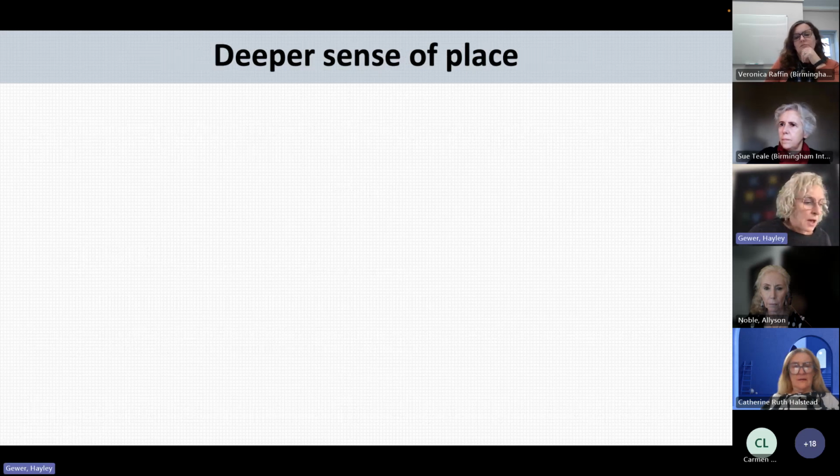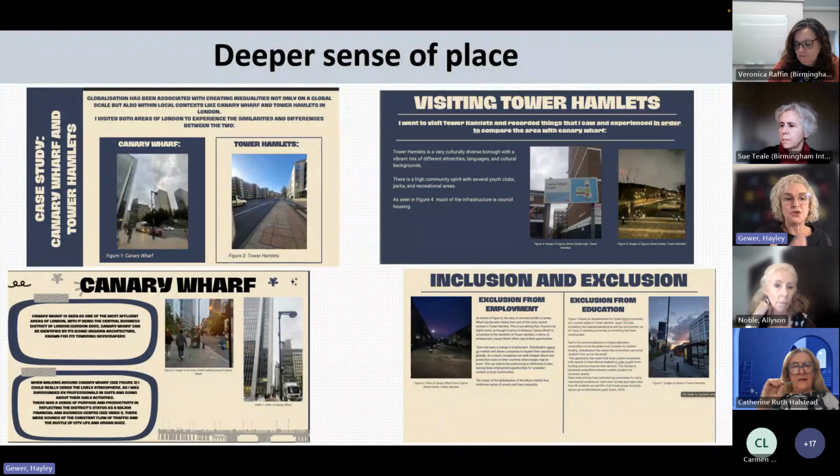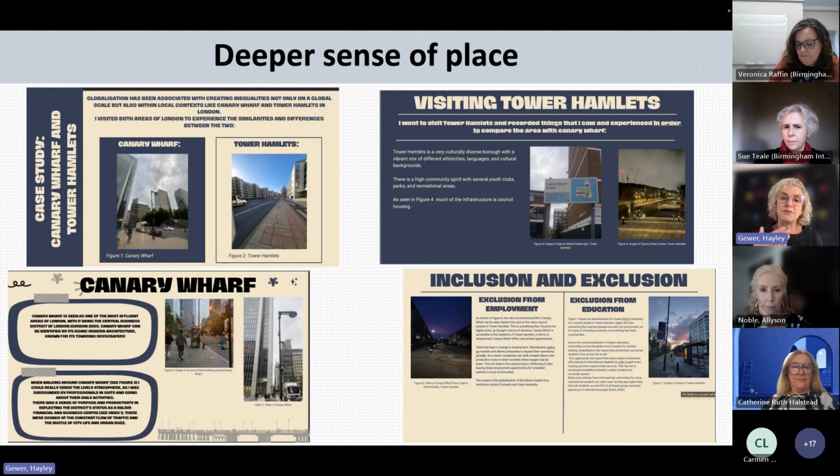So the first thing that really came out was a deeper sense of place. I saw evidence of students really engaging with the areas that they were living in, not only through exploring them, but also through thinking about the ways that they can capture, articulate, and represent them multimodally. And in this example, you see a student who's compared two different areas, built a comparative framework between Canary Wharf and Tower Hamlets, and developed a sense of how to compare these two different areas using themes from the module, but also really engaging with the sense of place, what is happening in these urban contexts.